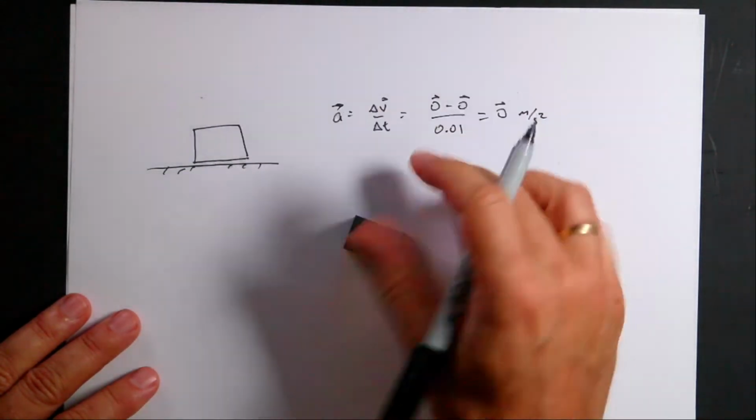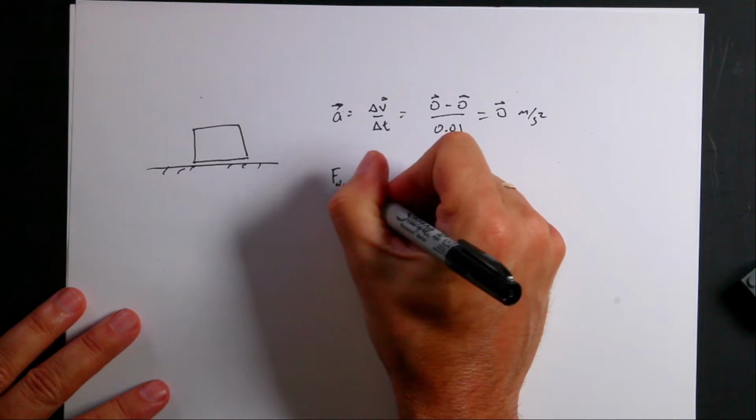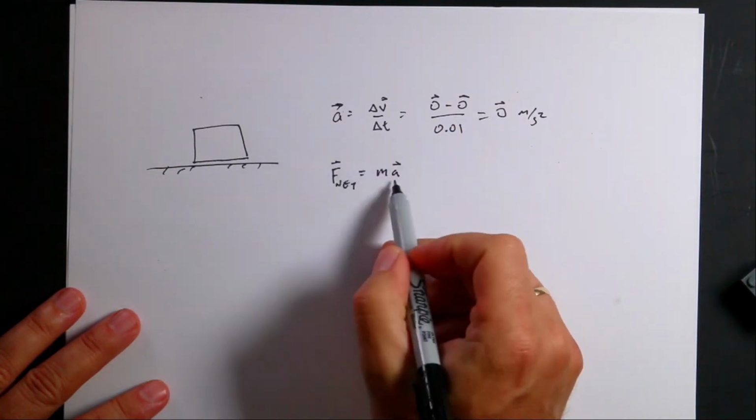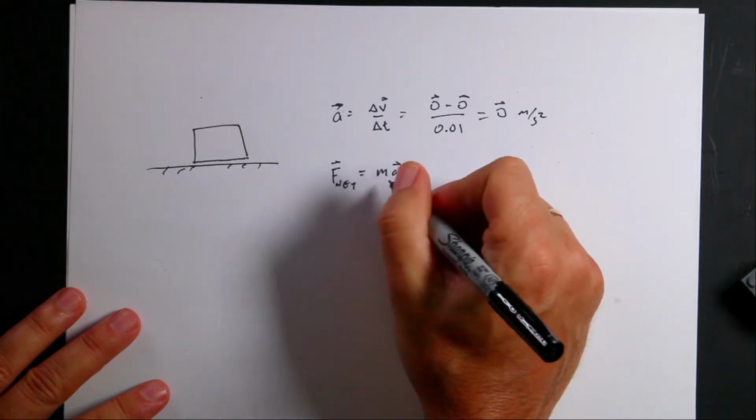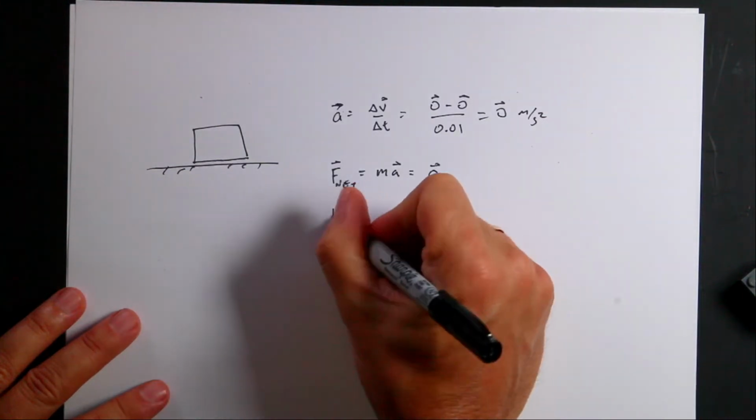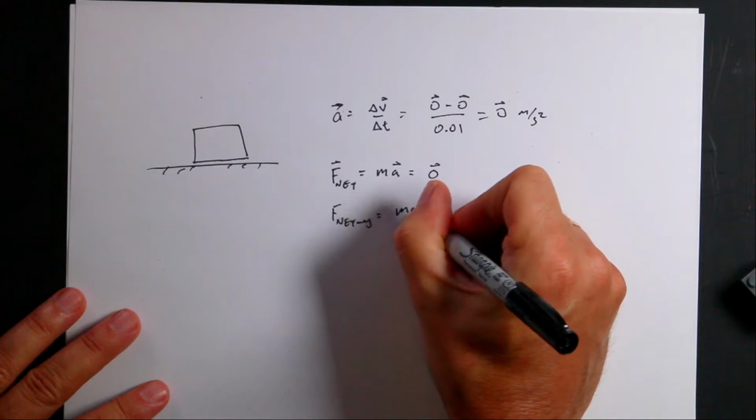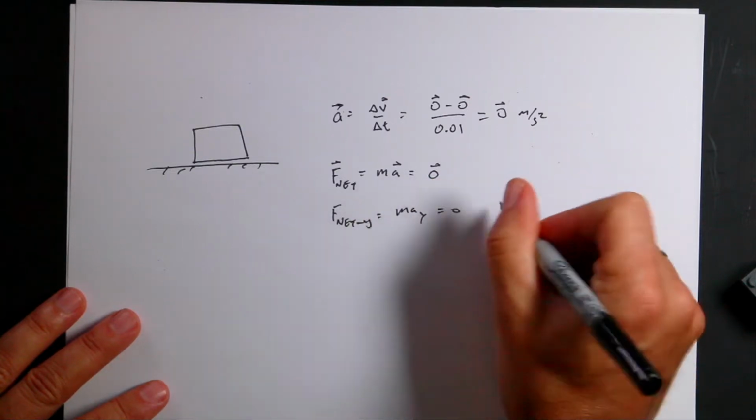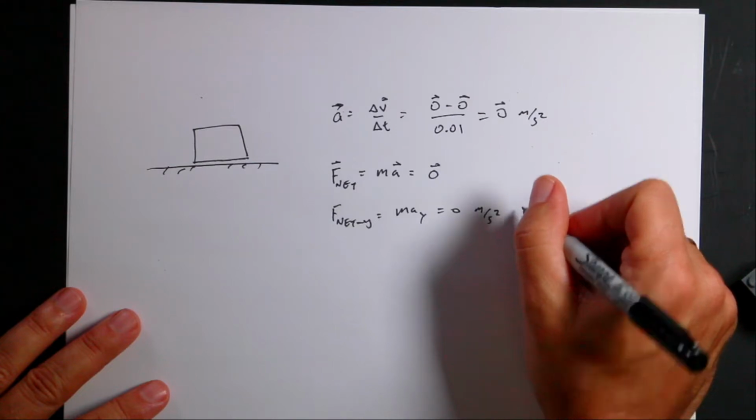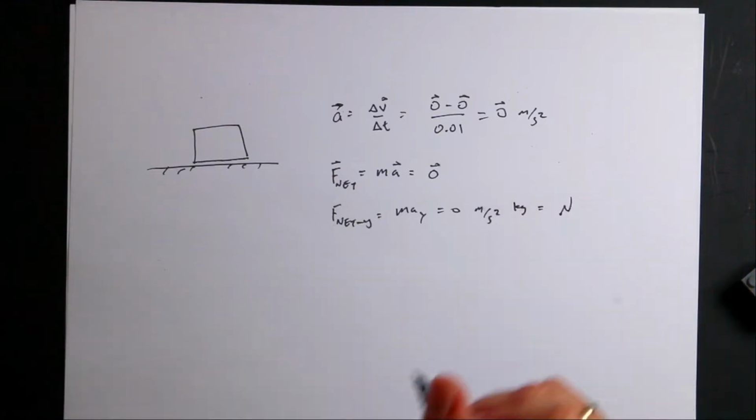That's a vector. Now, we can use this with Newton's second law. Newton's second law says that the net force is equal to mass times acceleration. So if the acceleration is 0, and it doesn't matter what the mass is, then the net force has to be 0. If I write this in the y direction, F net y equals m a_y equals 0, the scalar value 0, in newtons, which is kilograms times meters per second squared.